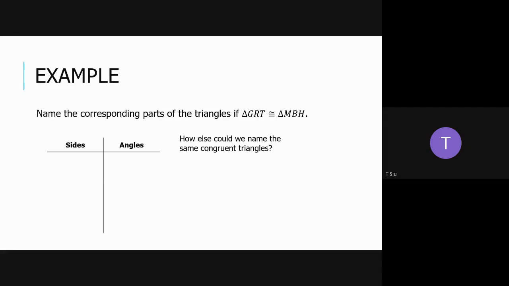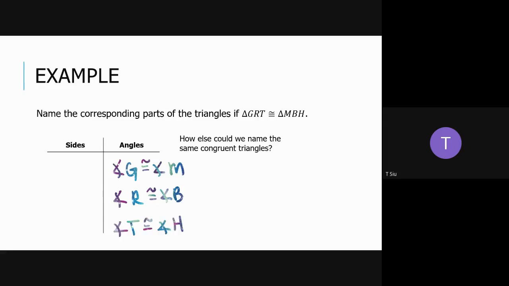So here I'm going to identify the angles first. I have angle G is congruent to angle M. I know this because G and M are in the first position of the name of the triangle. I know that angle R and angle B are congruent to each other because they are also in the second position of the triangle.